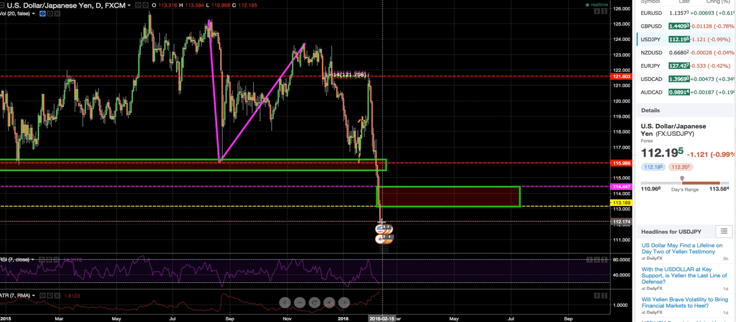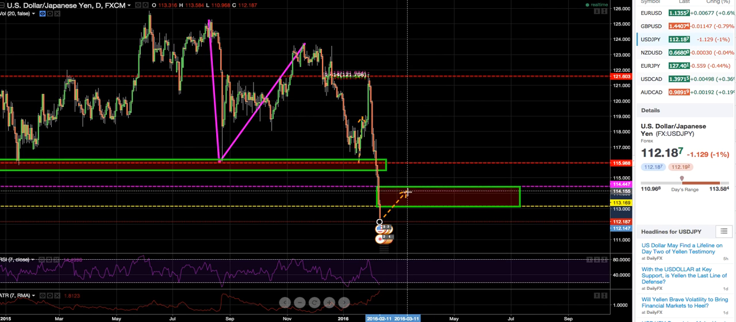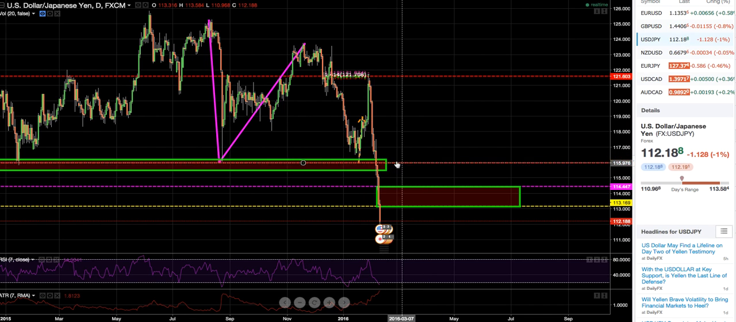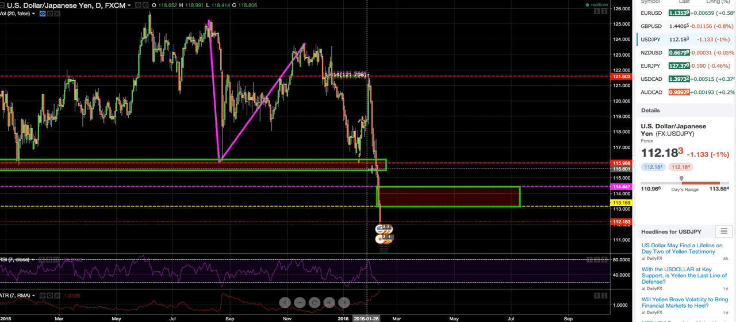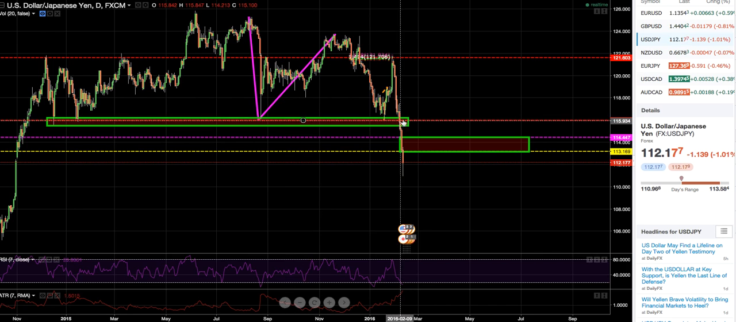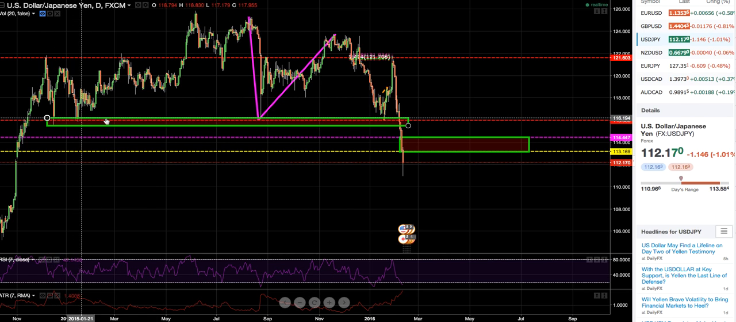So where is the pullback likely to come into? Well, this is our first area, this box right here. We may get a pullback into that box or this one. If the market comes into this box, this is an interesting box. This is a fantastic level, right? So I'm really excited if the market decides to come into that box. You can see the structure right here.